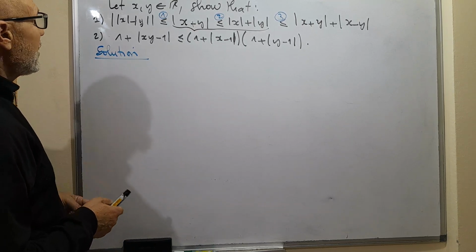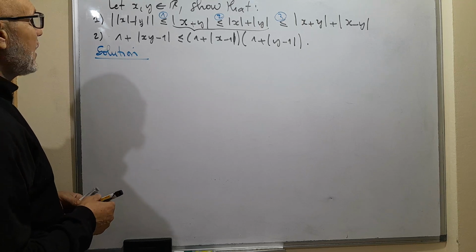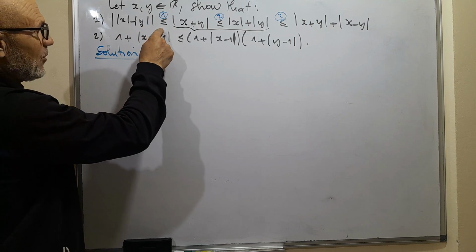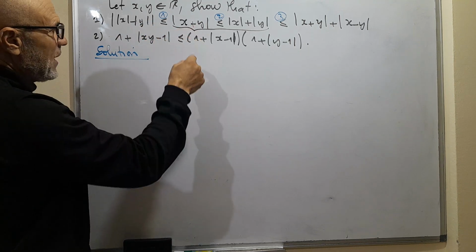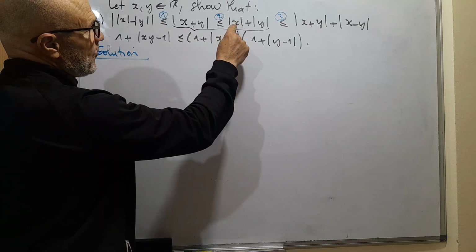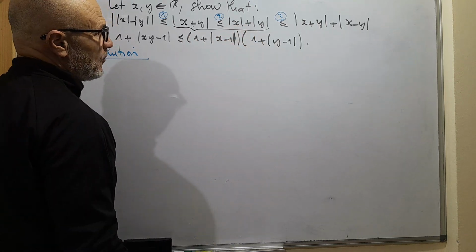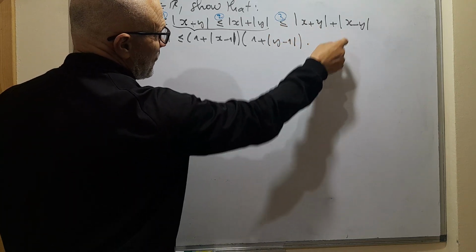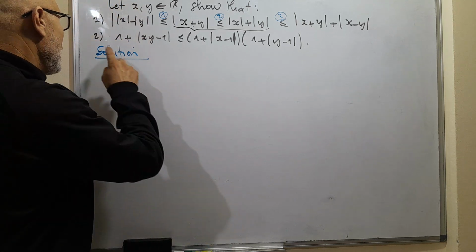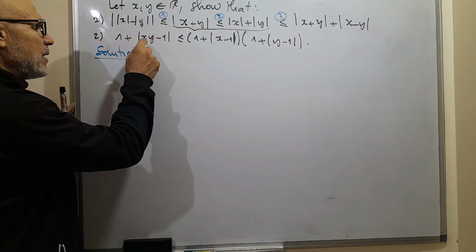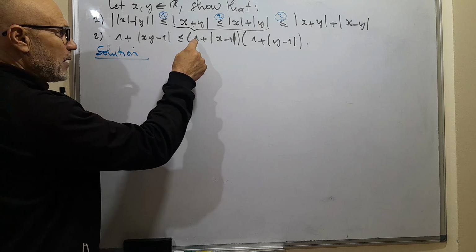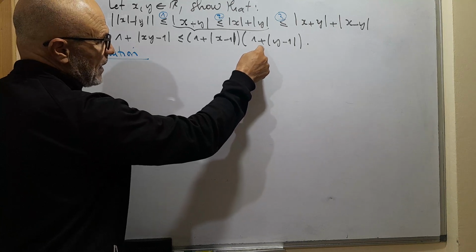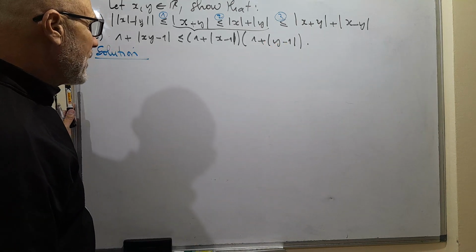So let x and y be in R. Show that the absolute value of x minus the absolute value of y is less than or equal to the absolute value of x plus y, which is less than or equal to the absolute value of x plus the absolute value of y. The second question: 1 plus the absolute value of xy minus 1 is less than or equal to 1 plus the absolute value of x minus 1 times 1 plus the absolute value of y minus 1.